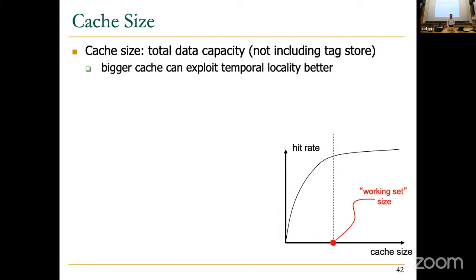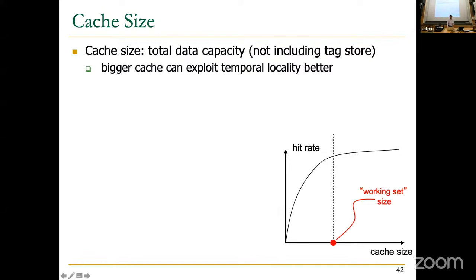So basically, cache size is measured as total data capacity. Usually when we refer to a 60 megabyte cache, you don't include a tag store. You always talk about the data store. Tag store is some extra, could be kilobytes or megabytes, whatever, on top of that. But basically, if you have a larger cache, you can exploit temporal locality better.